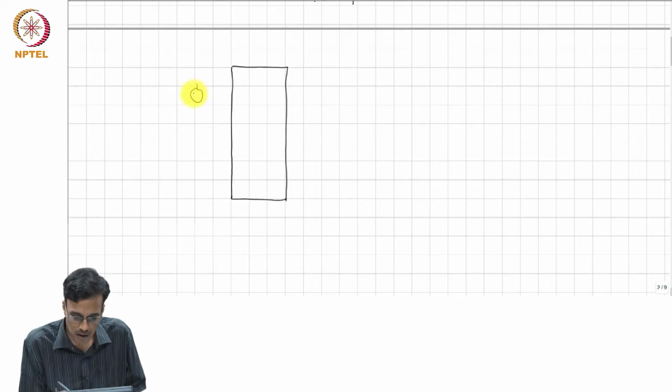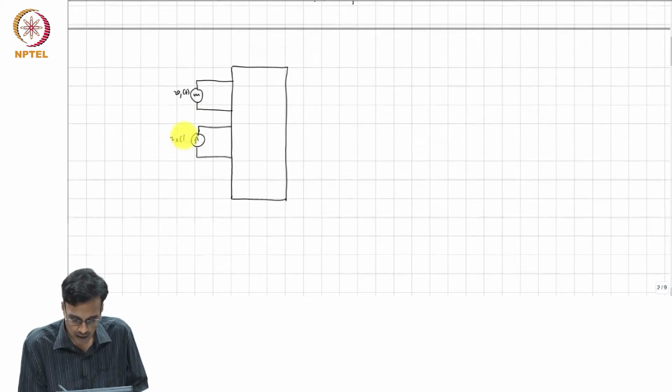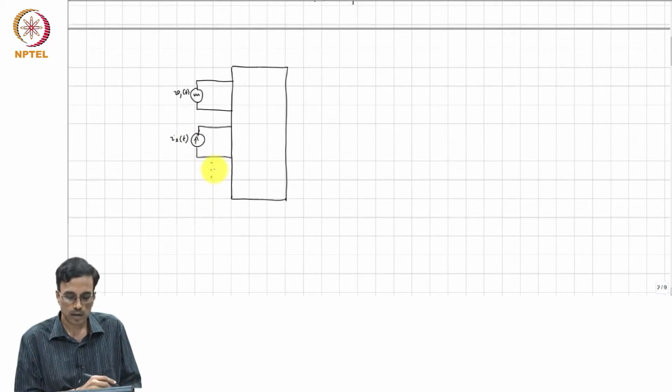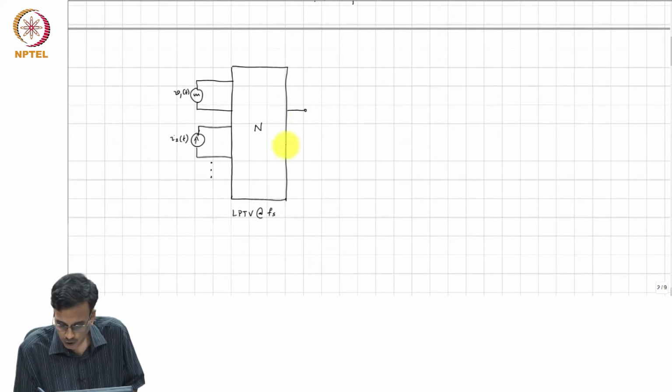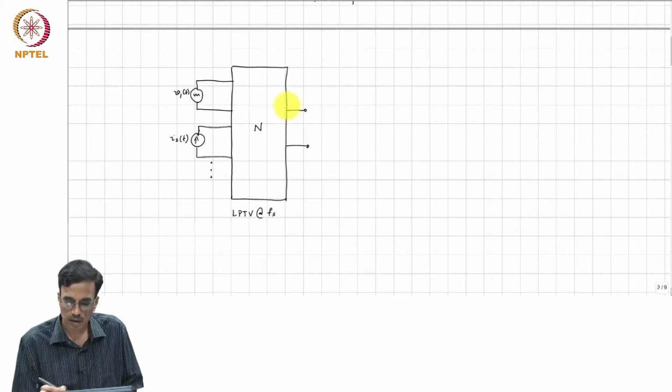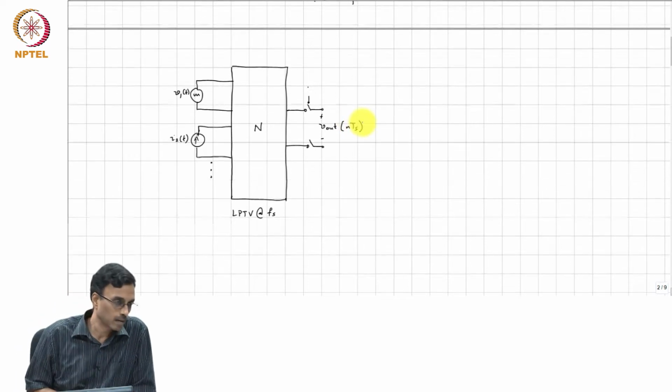multiple inputs. So, you have V1 of t, I2 of t, and so on, and this is a network N, and it is LPTV at Fs, and the output is sampled at Fs. So, this is V out of nTs.